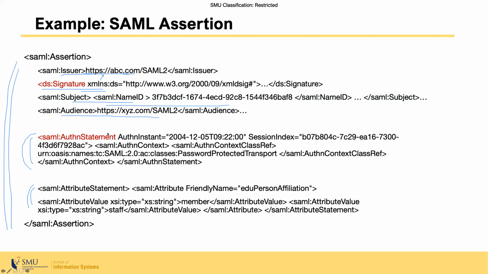And this assertion will be prepared by the asserting party. And when the relying party sends a SAML request by providing the artifact, the asserting party will return back this assertion information. And then it is up to the relying party to verify this digital signature. And then based on the authentication statement, the relying party can decide what to do with this information.